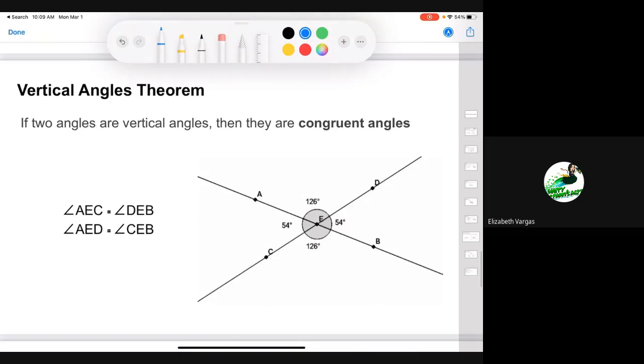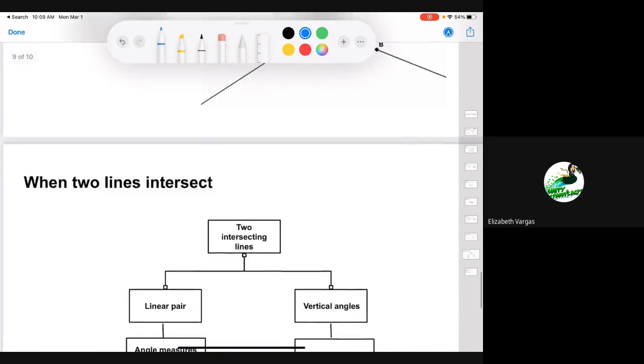So this takes us into the vertical angle theorem, which basically says if two angles are vertical angles, that they are congruent. So if two angles are in fact vertical angles, opposite angles of each other, then they must be congruent, so they have equal measures. Okay.